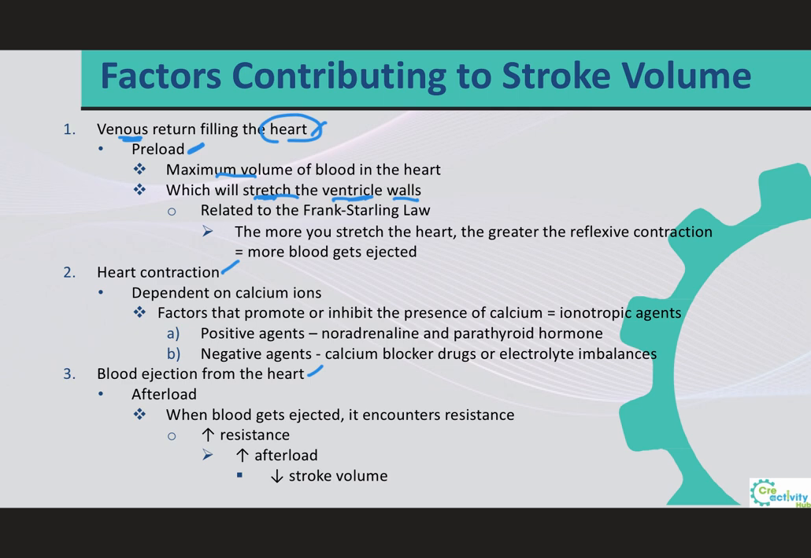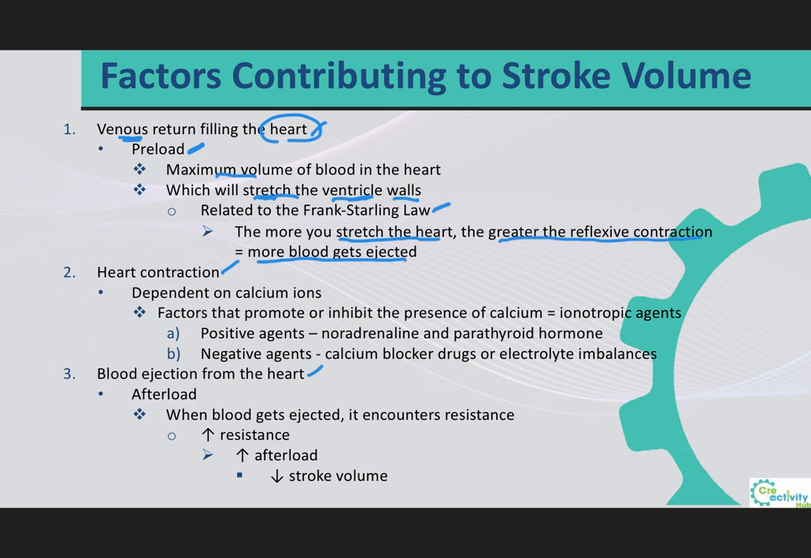Well, because the preload is going to be directly related to the amount of blood that actually gets ejected due to something that is called the Frank-Starling law or Frank-Starling mechanism, which basically means that the more you stretch the heart wall, the greater the reflexive contraction of the heart will be, which means that the more blood that gets ejected. And this is beautiful, right? So the preload is actually going to directly be related to the stroke volume.